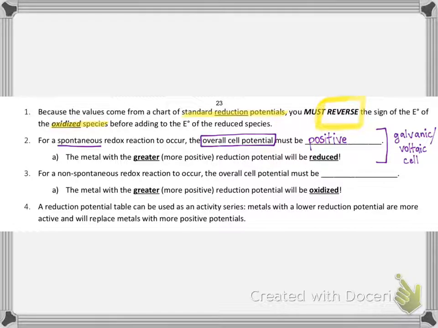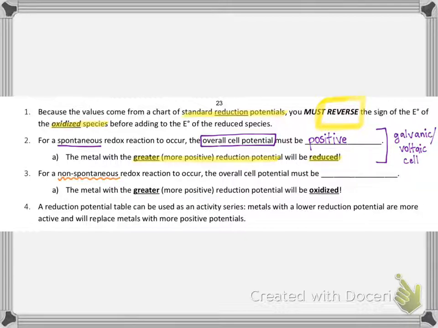So that means it's easy to check your math. A galvanic or voltaic cell should always have a positive cell potential. That means whichever metal has a greater or more positive reduction potential, it's going to be reduced. And then the other metal is going to be oxidized.